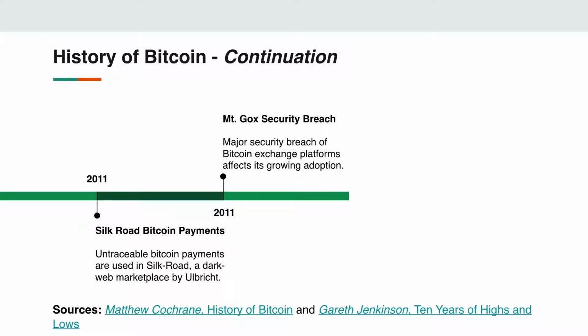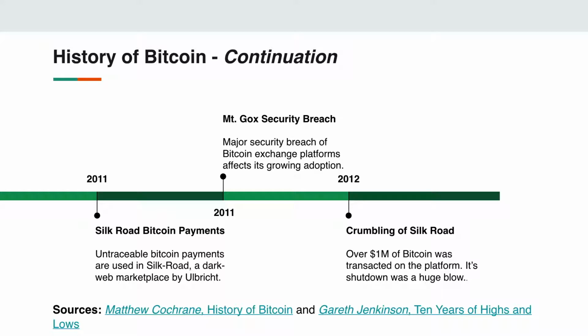In 2011 as well, the Mt. Gox exchange platform experiences a major security breach. This definitely affects the growing adoption of Bitcoin. Keep in mind that the breach happened on the exchange platform, which was a centralized platform for exchange of dollars for Bitcoin. This was not really on the blockchain network, on the Bitcoin network.